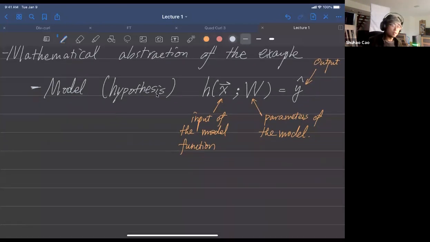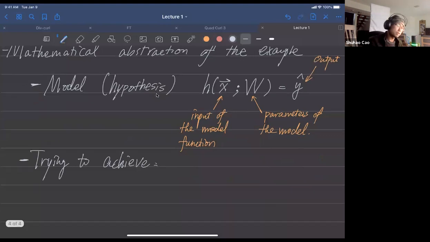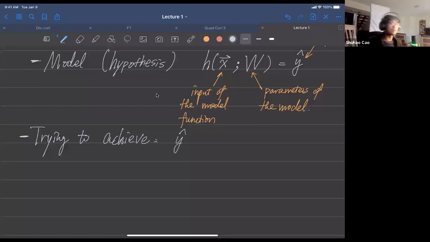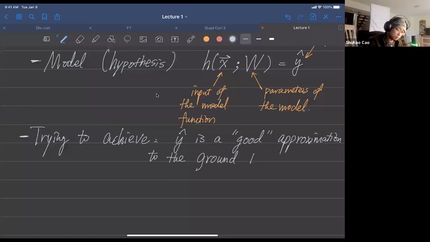And what we hope and what we are trying to achieve is that y hat is a good approximation to what is called the ground truth, y. This y can be a vector, can be a number, and can be a probability distribution. But here I'll just use a scalar to simplify the presentation. And this is what we're trying to achieve.